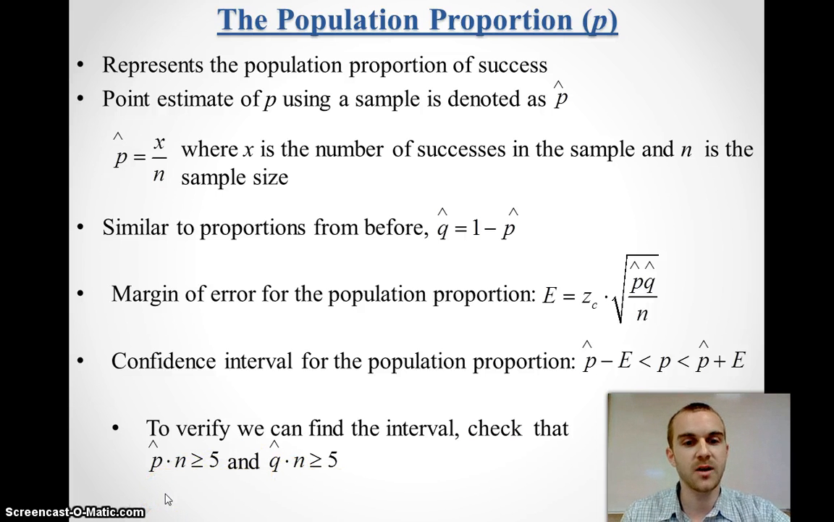Now, one thing we do have to check is, whenever we're going to make sure that we can actually find the confidence interval, we need to check that our sample proportion for success, when we multiply it by sample size, is greater than 5, and that the proportion for failure times the sample size is greater than 5. That is an important component that you should always check.